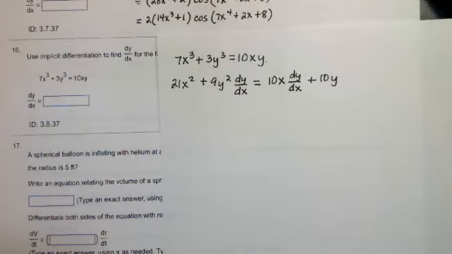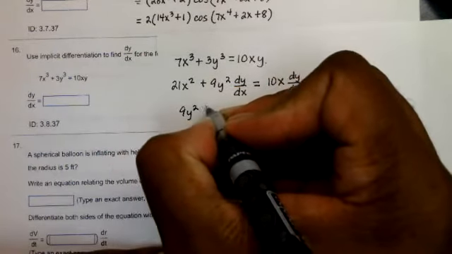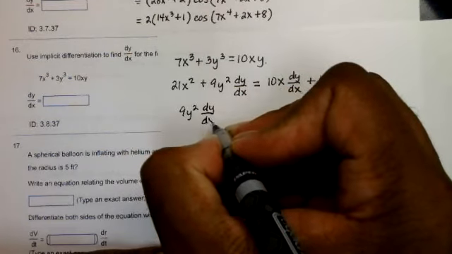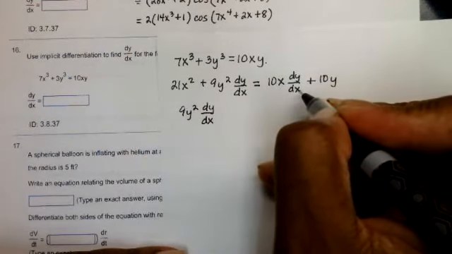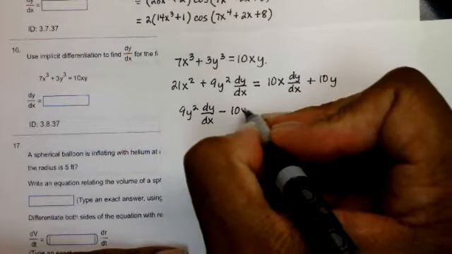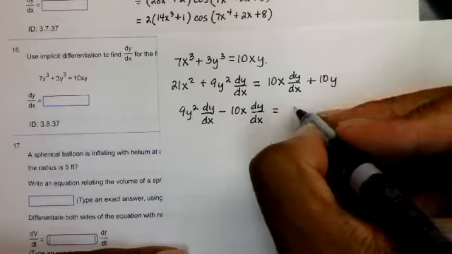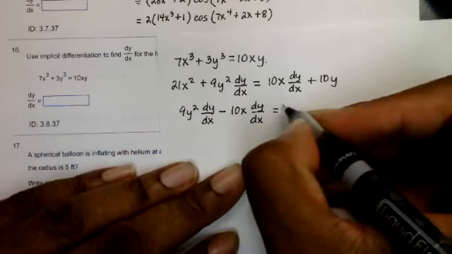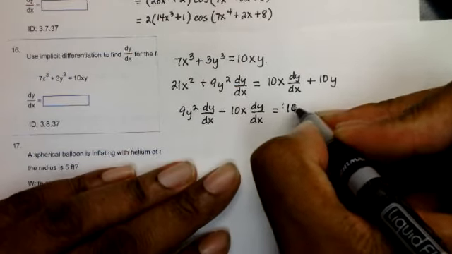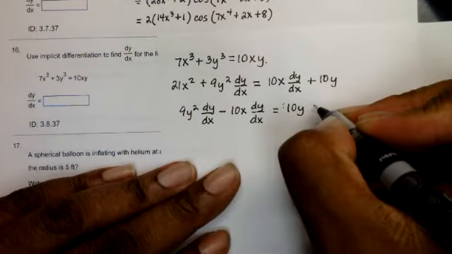Now I'm going to group all the terms that have dy dx in it. And all the other terms will go to the opposite side. So I'm going to leave the 9y squared dy dx on this side. Move that 10x dy dx over to the left side. It'll be minus 10x dy dx. That's equal to, let's see, I'll keep the 10y, but I'm going to move that 21x squared over to the other side.